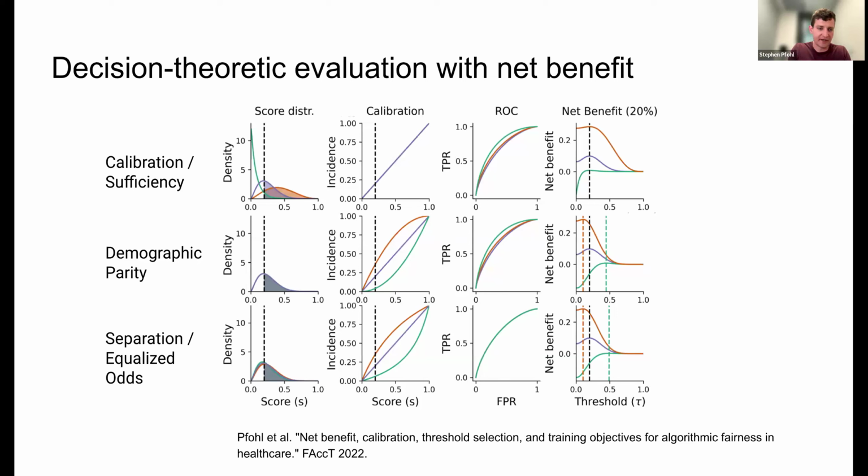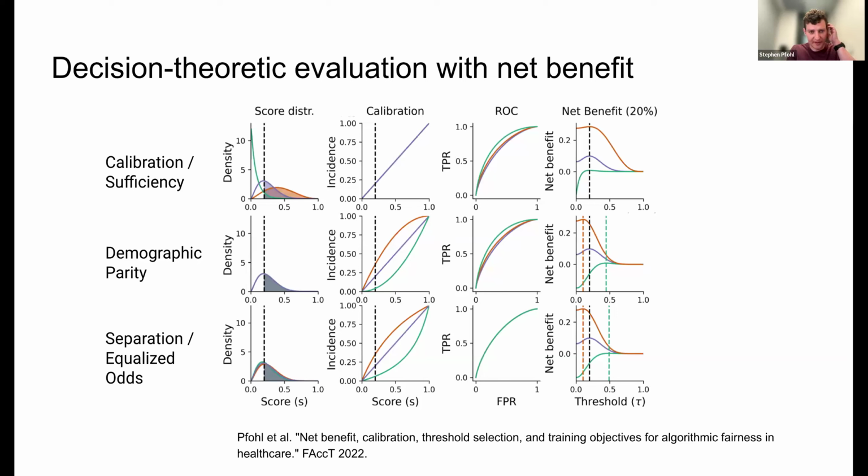Conversely, in the other cases, in the demographic parity case, for example, if you pick a single threshold at 20%, you maximize it for the purple group, which is the one that was calibrated. But then the optimum is at some other point for the other two groups. What you'd find is that if you adjusted your threshold to account for that, you would effectively just be undoing the miscalibration. And you also see a similar effect for the separation, equalized odds case.